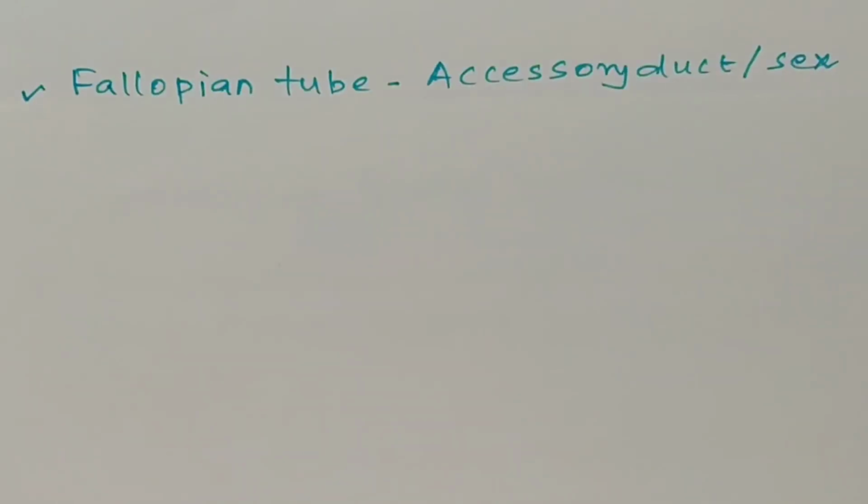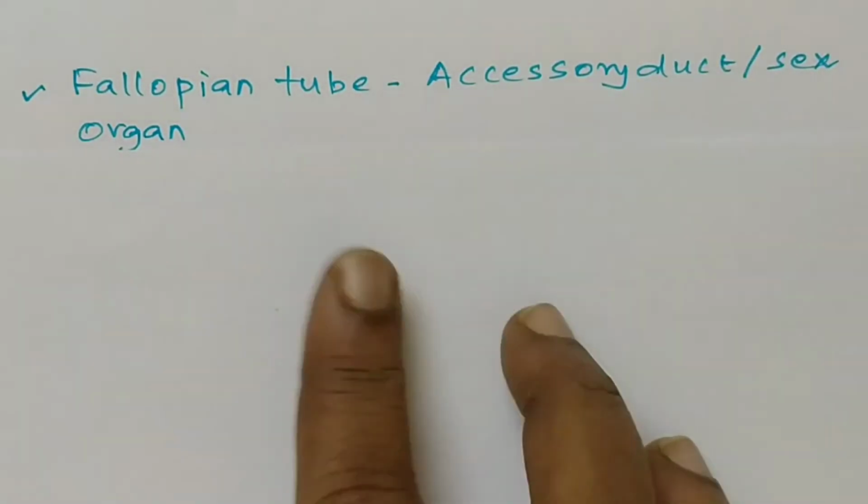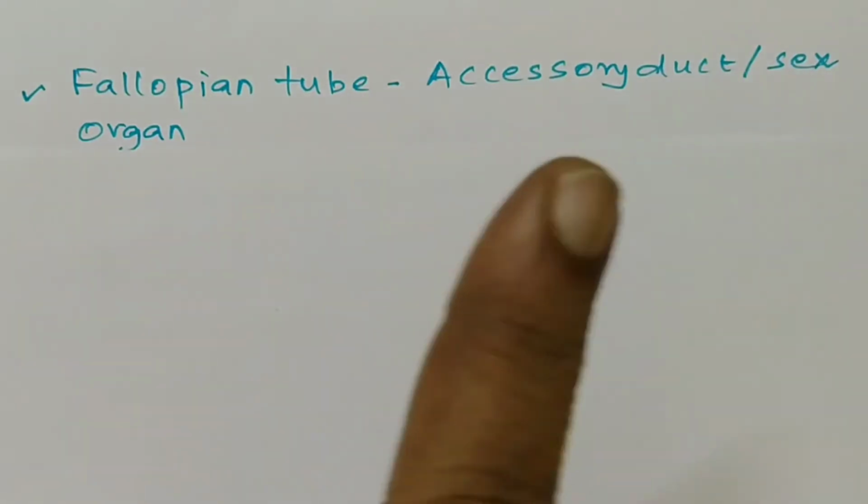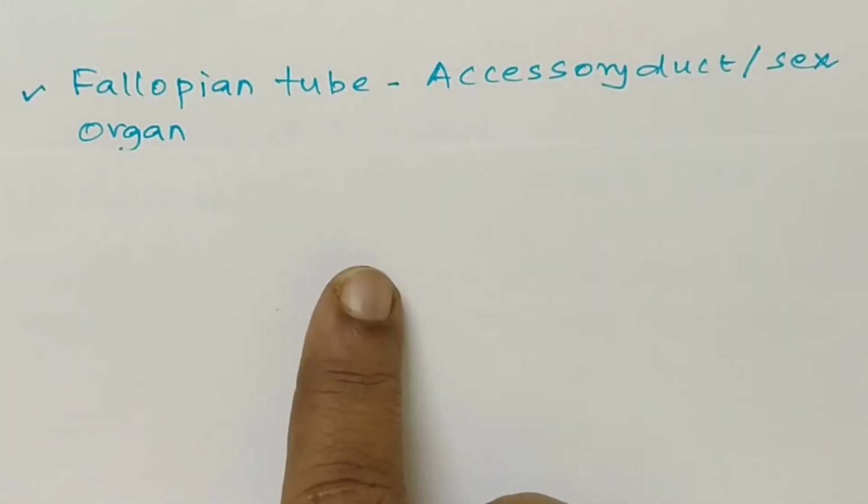So the fallopian tube is otherwise called an accessory duct or accessory sex organ. And students, why am I doing the diagrammatic explanation simultaneously with the points?